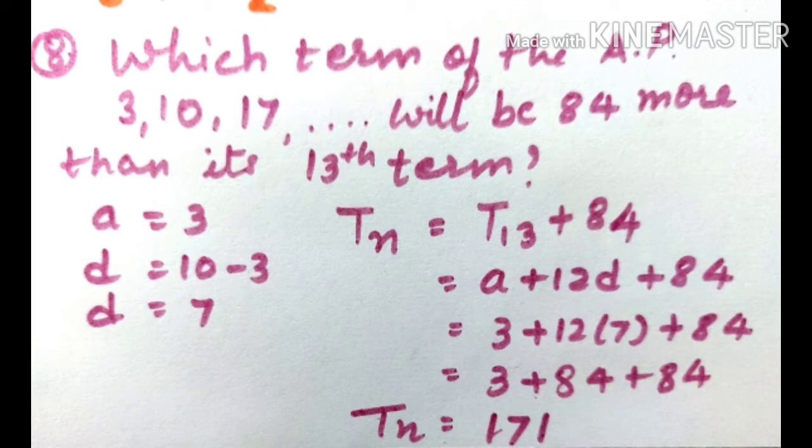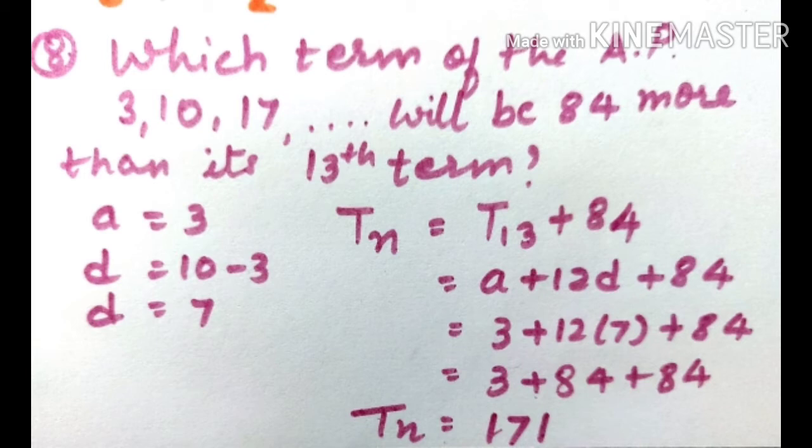Now what they asked to find is which term of the AP will be 84 more than its 13th term. Means we will write first Tn. We don't know which term it is, so we will write nth term is equal to T13, meaning the 13th term, plus 84, which is given in the question as a relation of the nth term. Suppose our term be the nth term. So Tn is equal to T13 plus 84.